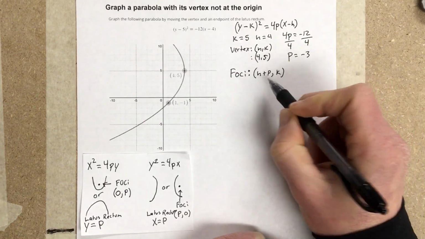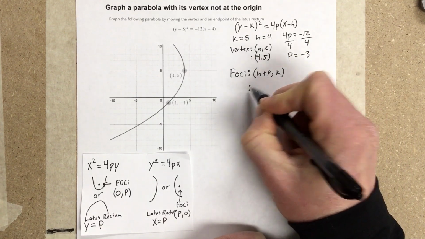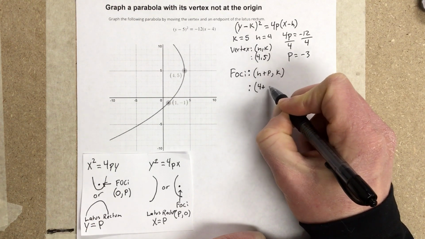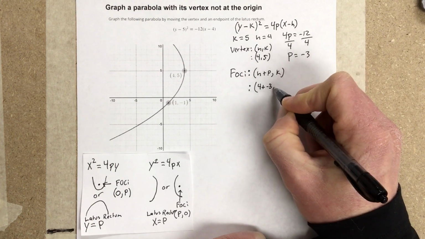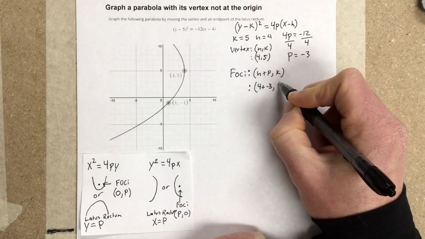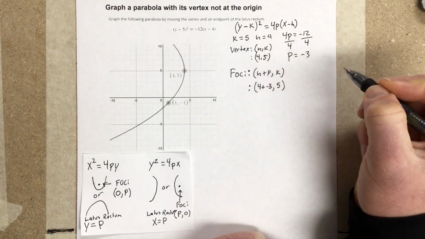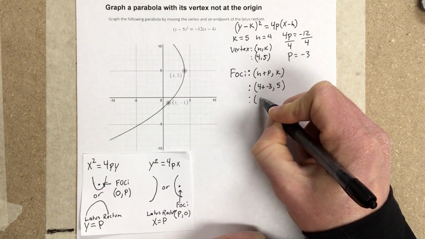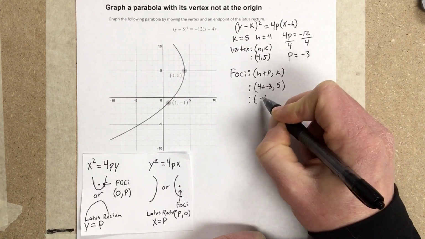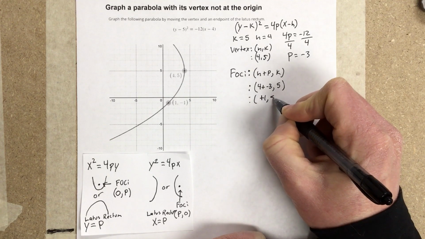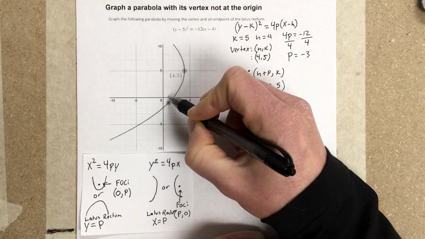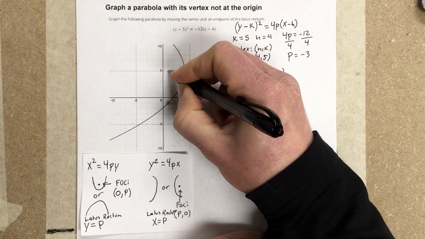So then we can start plugging in some stuff to find the foci. The foci will be 4 plus p, which is negative 3, comma k, which is 5. So we end up with the foci being, oh, not negative 1, positive 1, comma 5. So we can graph that. (1, 5) would be right here. So this is our foci.